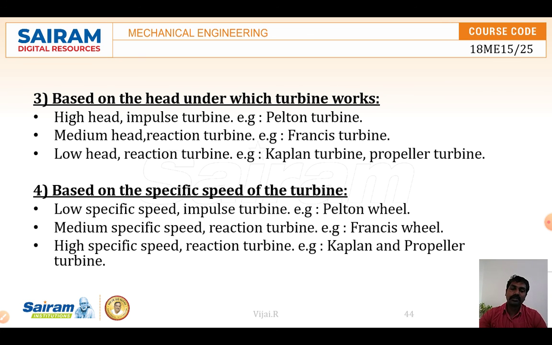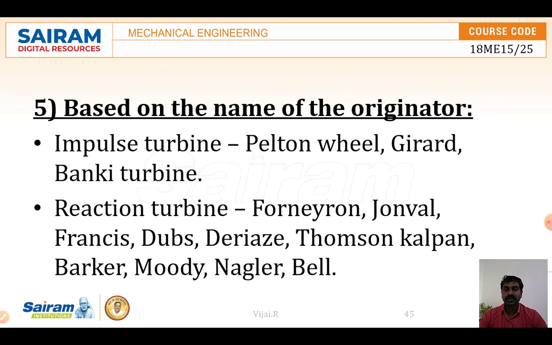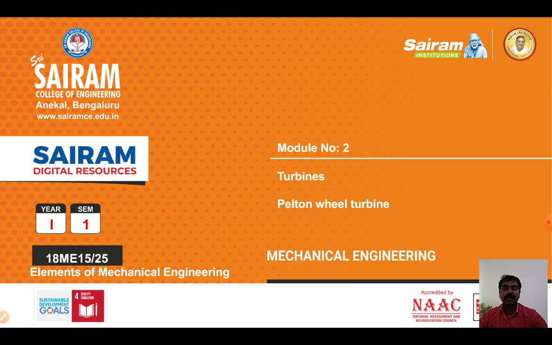So these are the classifications based on this. And another one is based on the name of the originator, who invented the turbine. So we can call it the Pelton turbine, which is an impulse turbine. Reaction turbines are the Fourneyron turbine, Francis turbines, Moody turbines, Bell turbines. Just by naming, we can get the name of those who invented them. So these are the classifications of turbines.